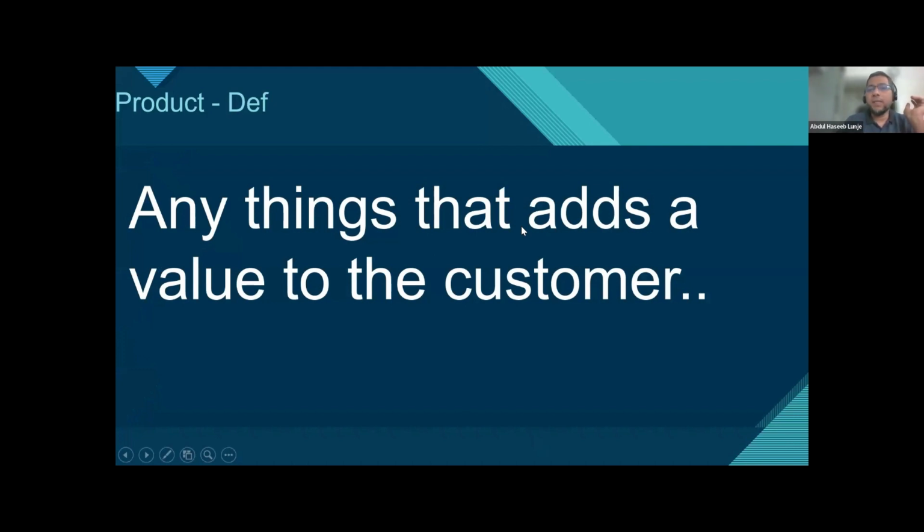The first word in the book is product, right? So let's understand what we mean by product. One of the legends has given this definition of the product: anything that adds value to the customer. So that is the product. He's defining that as the definition of the product.